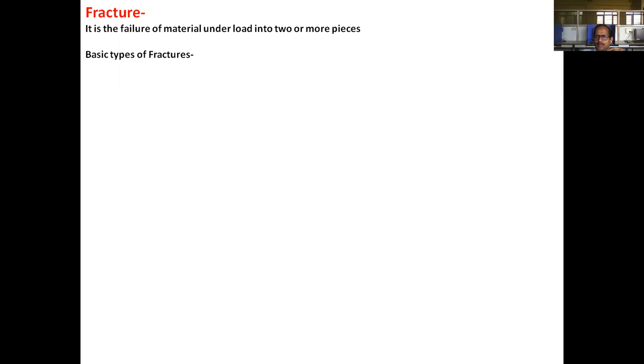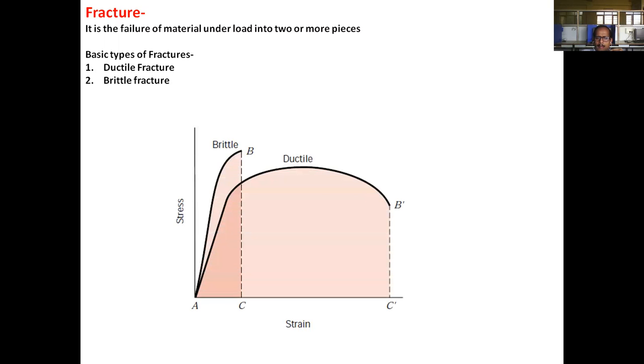There are two types of fractures. First is ductile fracture and second is brittle. This plot explains how different materials behave differently under load. This is a typical stress versus strain plot. For ductile material, this is called ductile material, failure at B dash starts from A, ends at B dash, and another graph is for brittle material. It starts from A and ends at B.